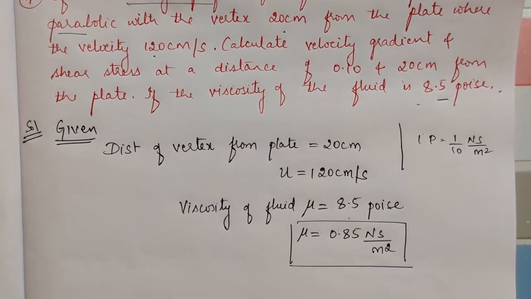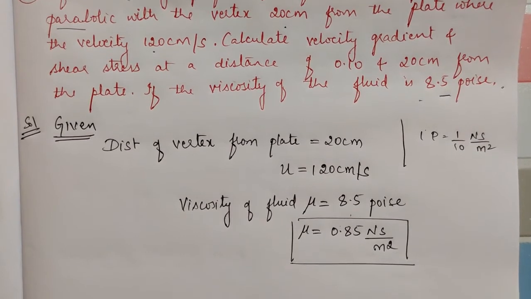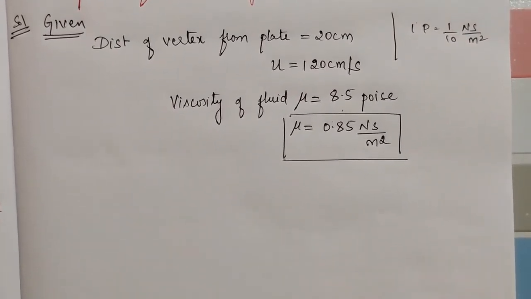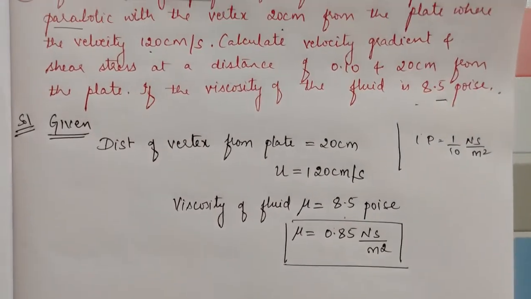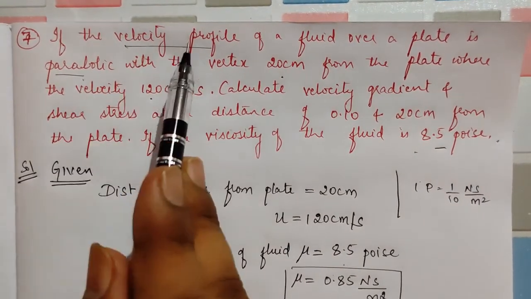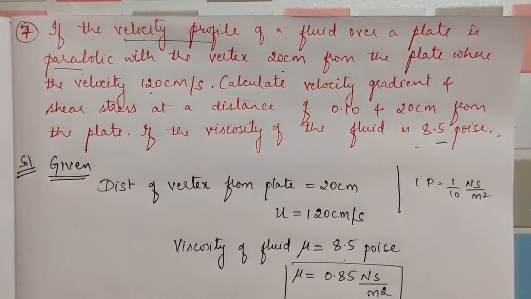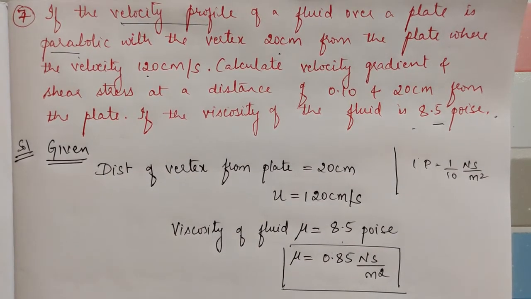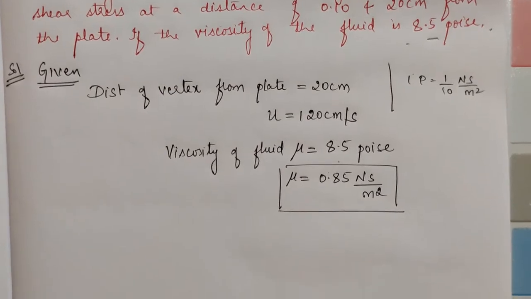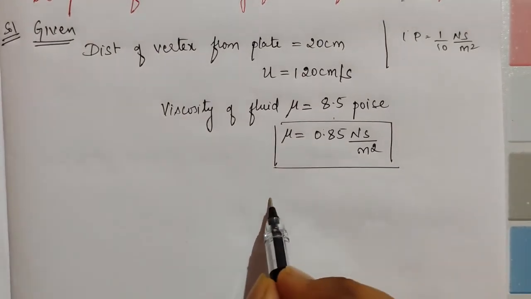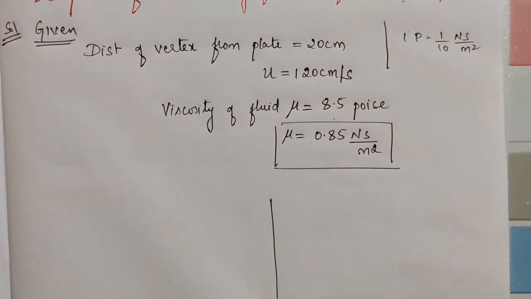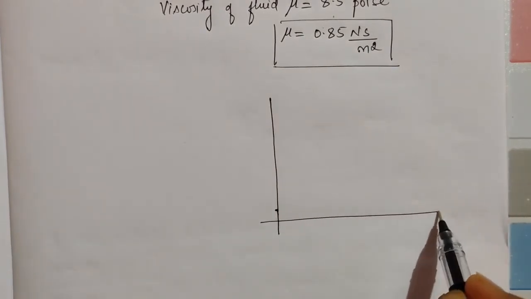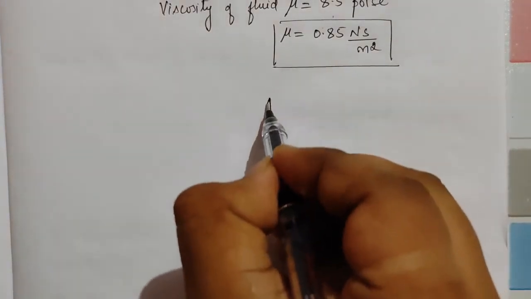So I'm going to do this this time. Now what do we have to do? As they told us, the velocity profile is parabolic. The velocity profile is given as parabolic, and the equation of the velocity profile is... before that, I'll draw a graph for you to understand easily.